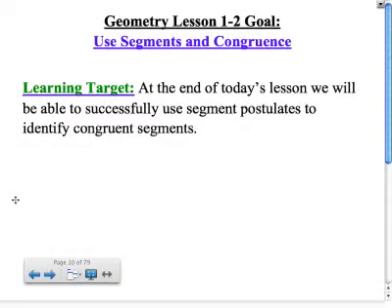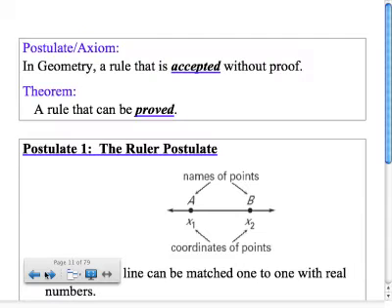So here we are in section 1.2, looking at segments and congruence. The learning target is clearly at the top of your notes, but just for some reinforcement, the learning target today is very simply to be able to successfully use segment postulates to identify congruent segments.